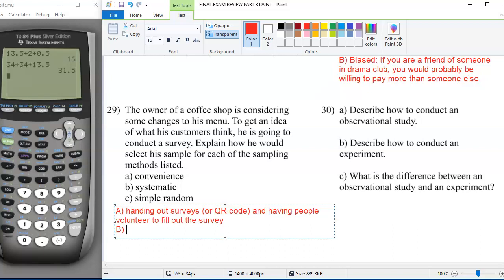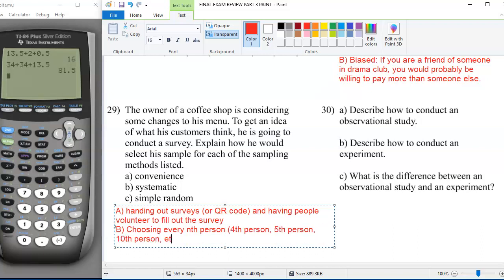All right, systematic. To have a system would be like choosing every nth person. Now remember, nth could be every fourth person, every fifth person, every 10th person, and asking them their opinion. But it has to be a system. I've got a rule. This is how I'm going to choose people. Okay? That would be an example of a systematic sample.